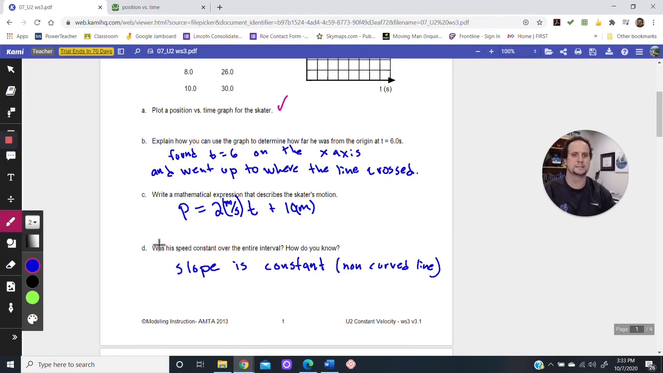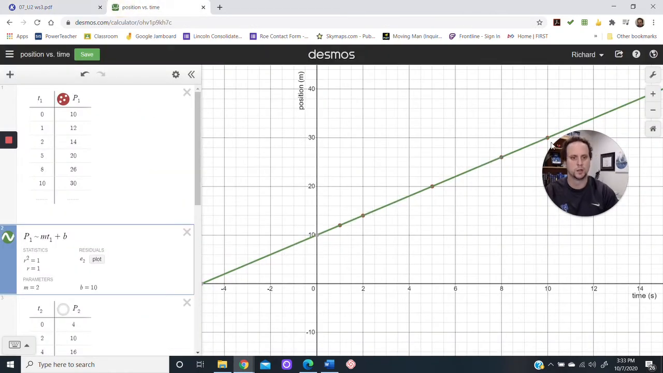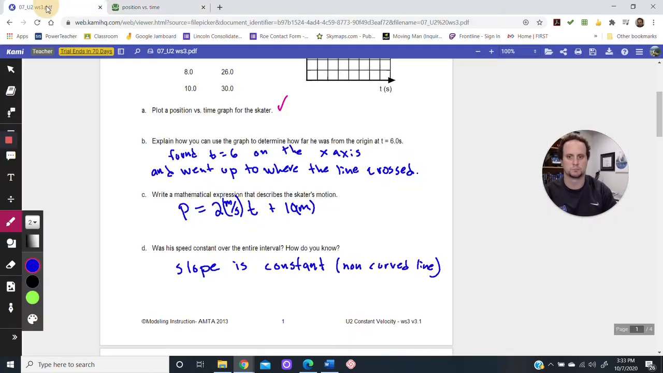Was the speed constant? Absolutely. The slope is constant. The speed was constant. Check out the slope. There it is. Slope is the speed. Slope is the velocity. Remember, velocity and speed are basically the same thing. Velocity just includes the direction. So this is a positive slope of 2 meters per second.